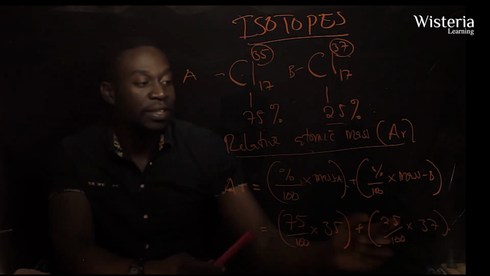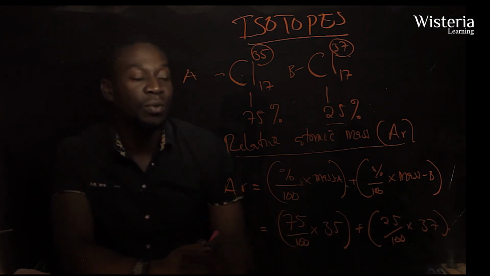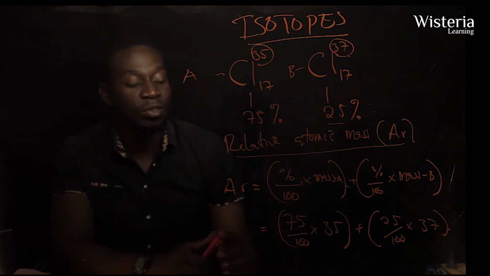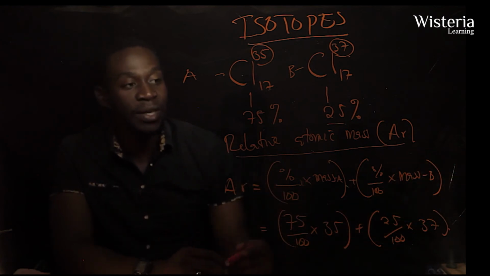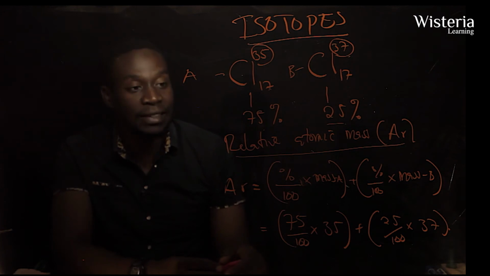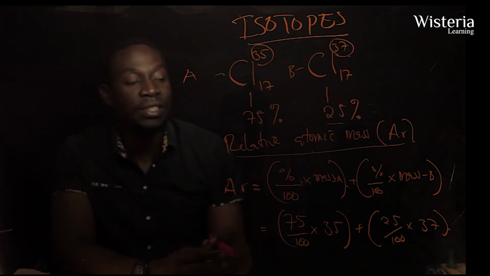So we are reaching on this part because we only have two isotopes. If we had more than two isotopes, we would have continued. So we are trying to find the relative atomic mass, which is found on the periodic table for an element that has got isotopes, or for an element that has got a mixture of isotopes.